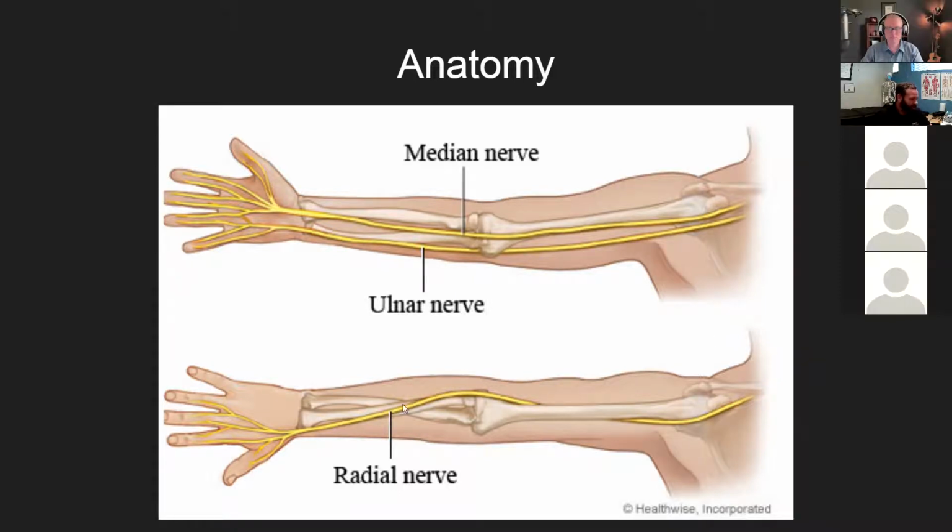And then the least common one, but some people do experience it, is the radial nerve. So that goes on the back of your hand. You can see there it twists around our humerus, that upper arm bone, and it goes to the back of our arm and hand.